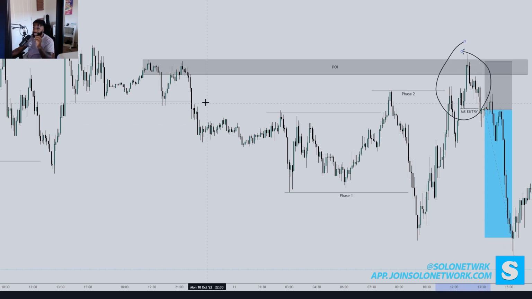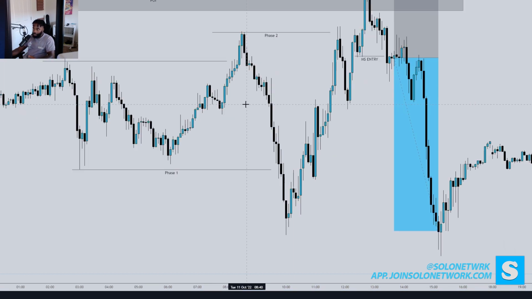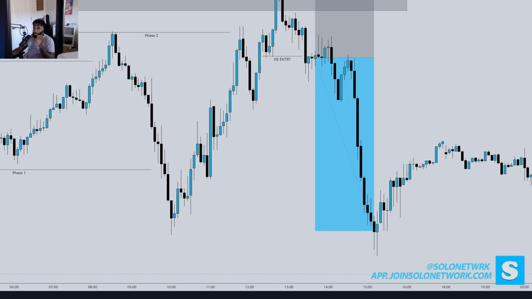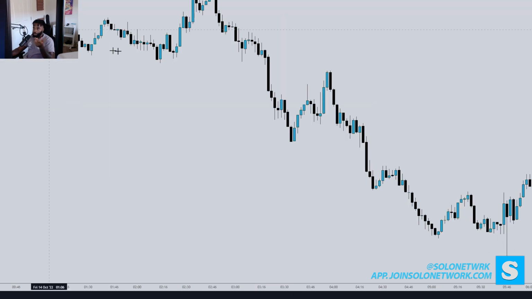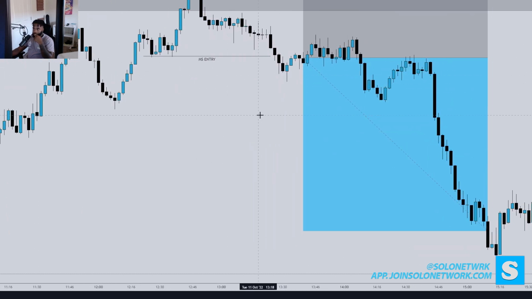Now, as market did that, it actually came to another area of supply, which is called my point of interest. This is my supply level. It also came to another area of supply. So now that I noticed that market peaked at a higher supply level, I then simply went to a lower time frame. So we're going to go straight to a 2 minute, and then on the 2 minute time frame, you see guys, this is our low right here. This is our low right here.